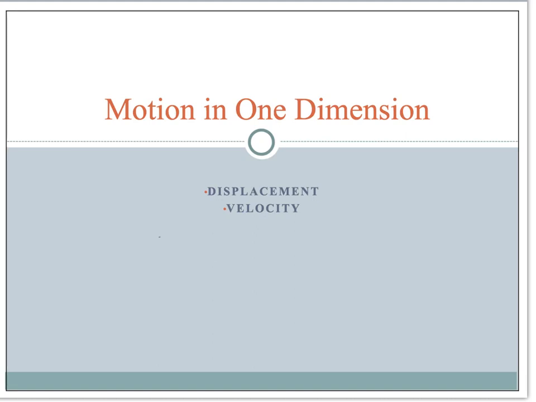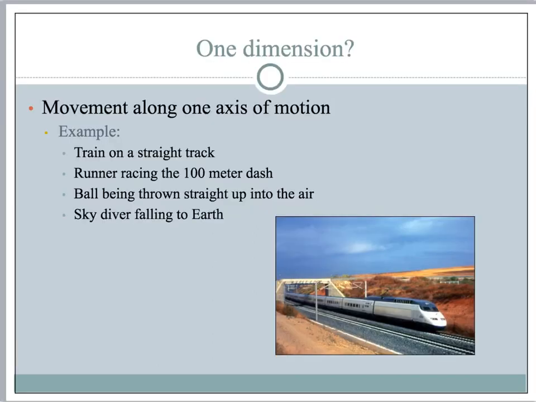All right, one-dimensional motion simply means that if you have an object that's traveling in a straight line, it doesn't deviate one way or another. We say that's one-dimensional motion. You can think of a train going straight along a track, or somebody running a 100-meter dash.